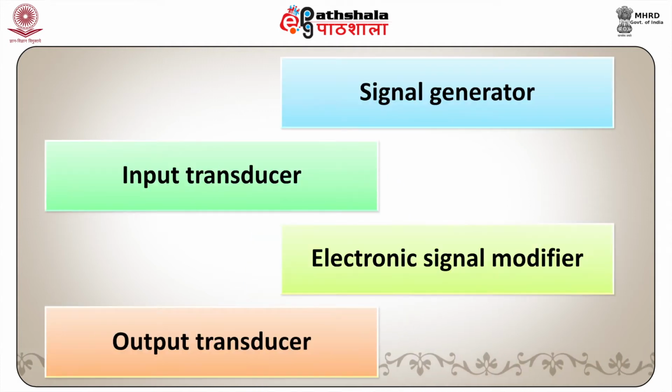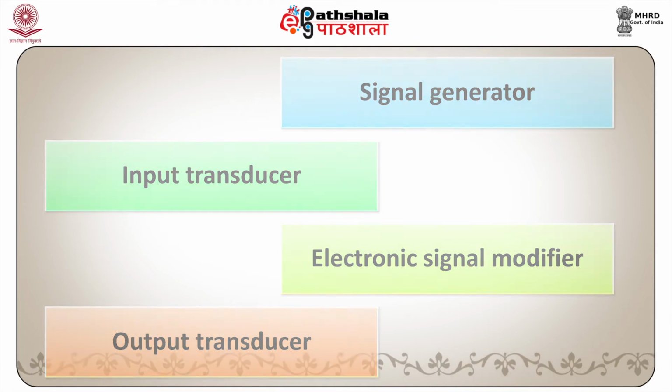The number and complexity of the transformations are determined by the quality and quantity of data to be acquired from the sample under analysis. Every analytical instrument may be divided into four basic components: a signal generator, an input transducer, an electronic signal modifier, and an output transducer. The signal results from the direct or indirect interaction of the analyte with some form of energy such as electromagnetic radiation, electricity, or thermal heating.